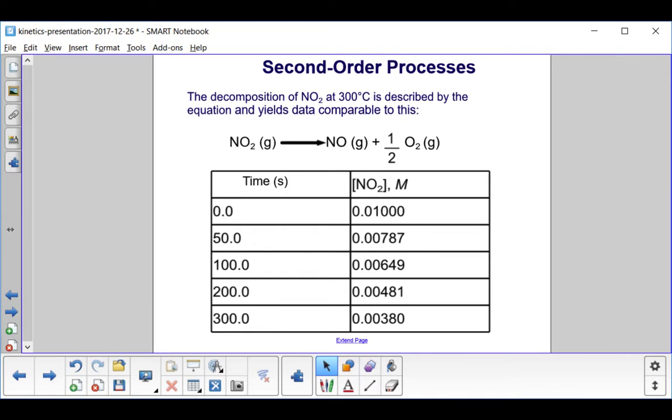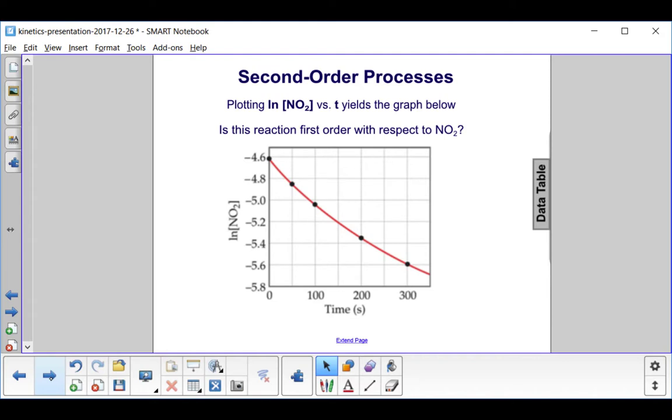All right, so look at an example of a second order process. The decomposition of NO2 at 300 degrees C is described by the equation below and yields data comparable to what you see in the table. So you have a sample set of data here from time 0 to time 300 seconds.